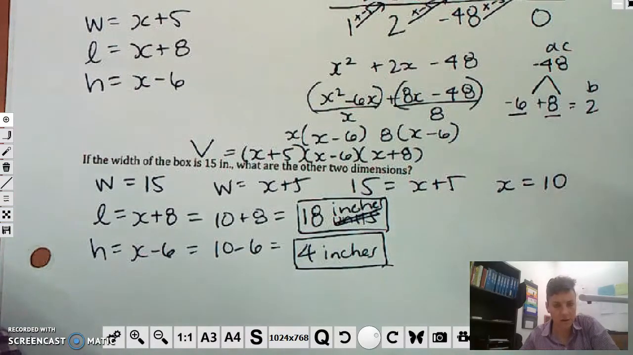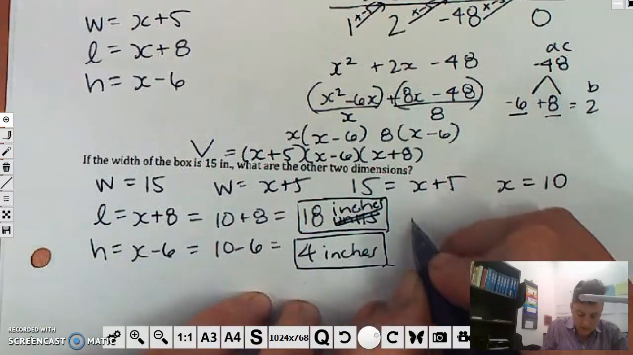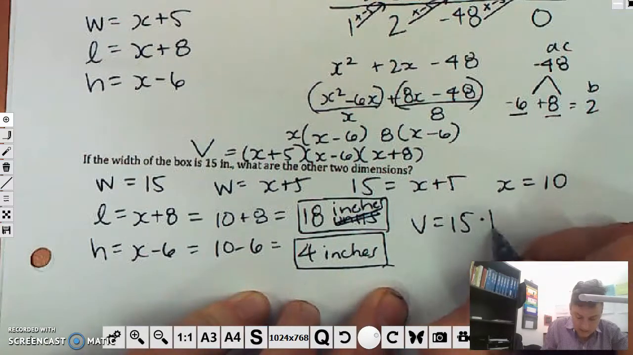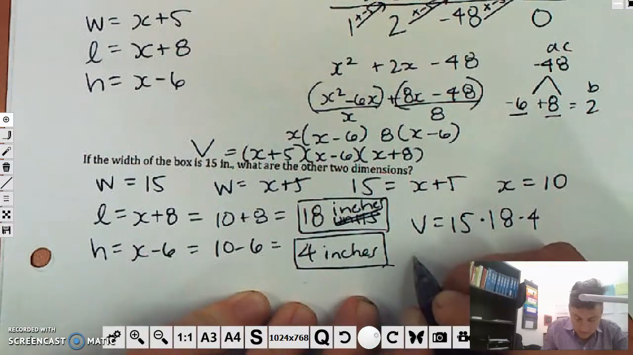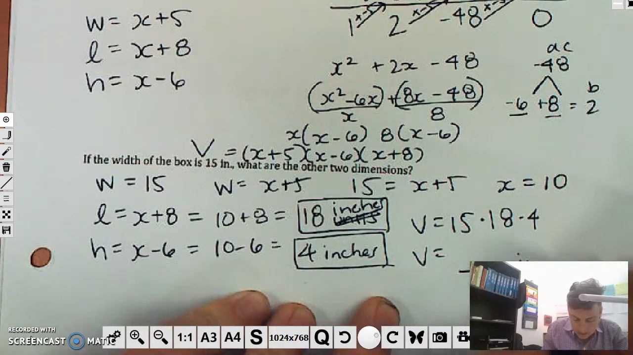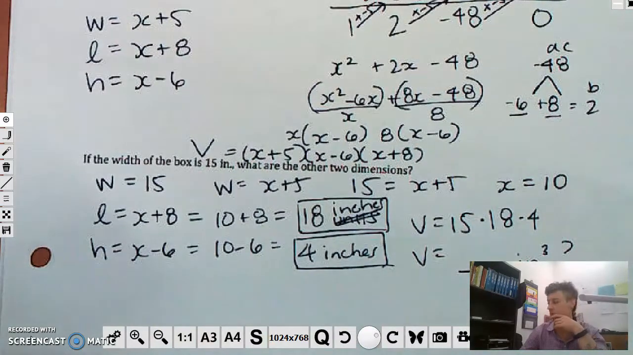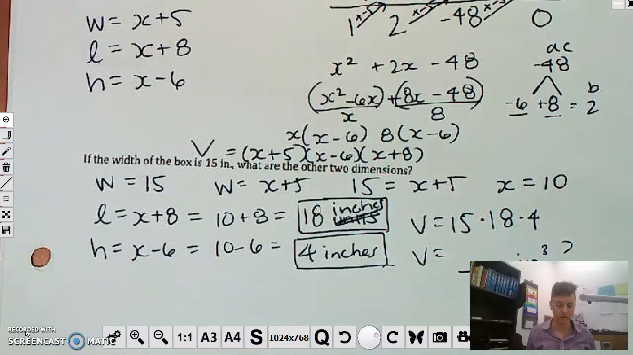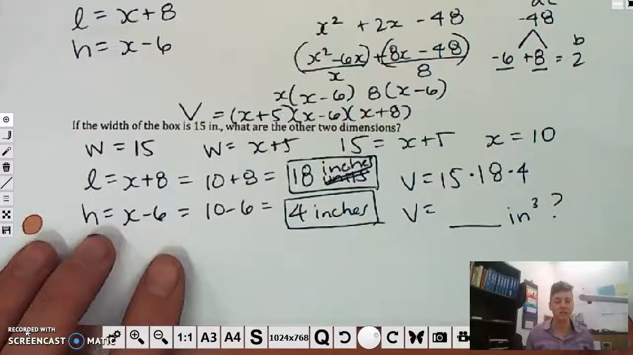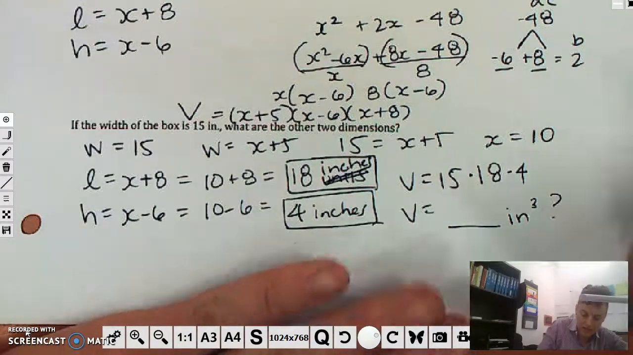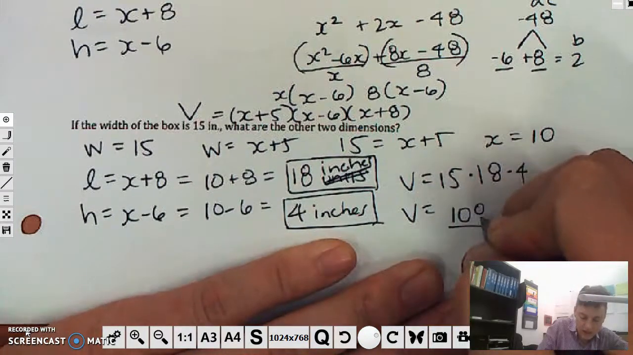Just out of pure curiosity, what's the volume? V equals 15 times 18 times 4, so V equals something inches cubed. Questions? It's an exercise for the reader. Love you, bye. Just kidding, I couldn't leave it. 15 times 18 times 4 is going to be 1080.